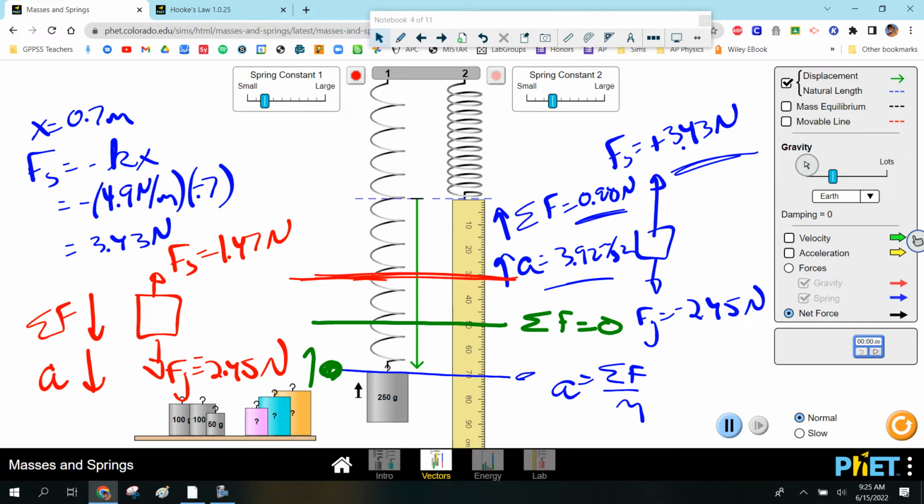So there you go. That is how you use Hooke's law. Now, sometimes we have more than one spring. So what happens then?